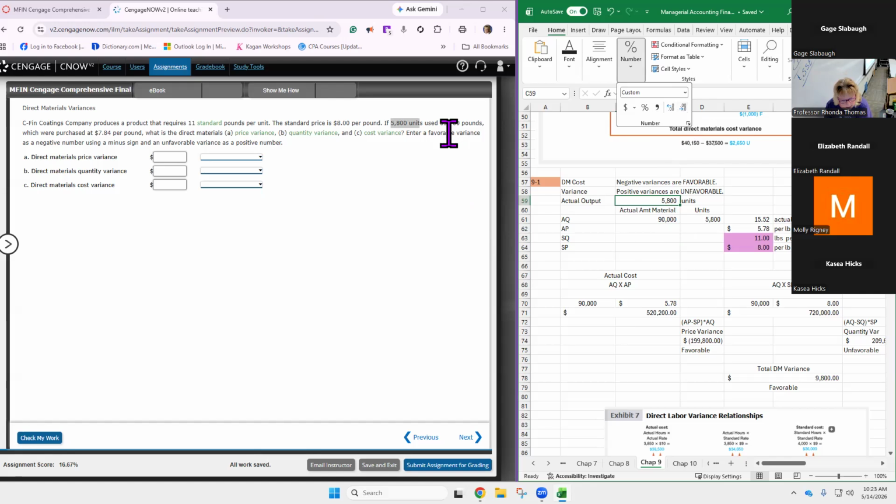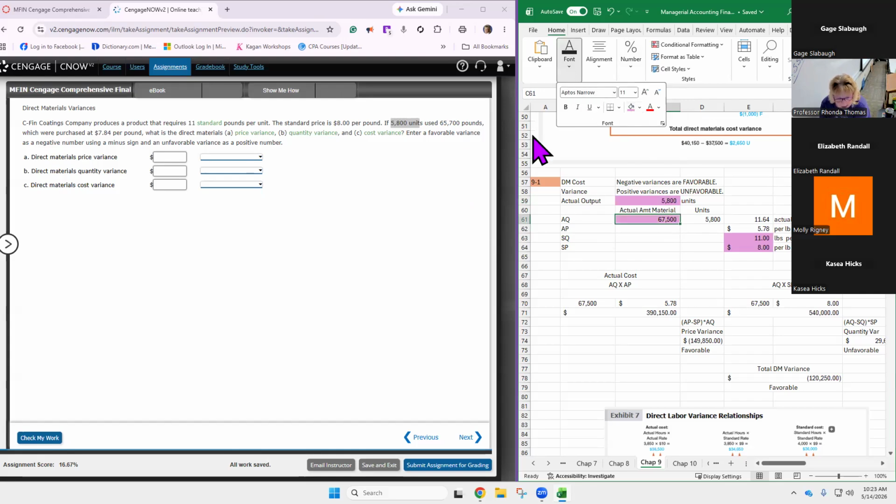It says we used 67,500 pounds. I'm going to key that in here. Now I said I would key in the things that are purple, right? So I keyed that and keyed that. All right, so then here is our actual price, $7.84. So I'm going to put that here now. So everything's purple that I've keyed in.